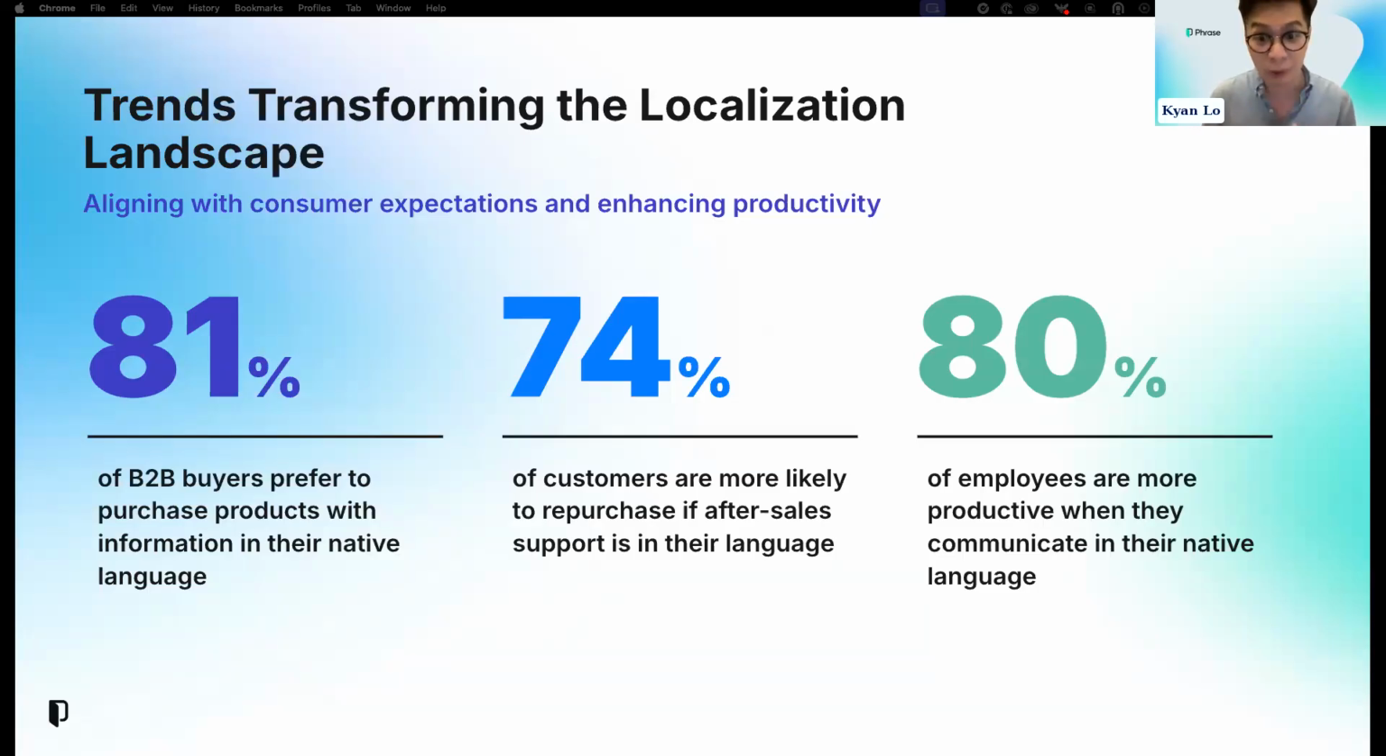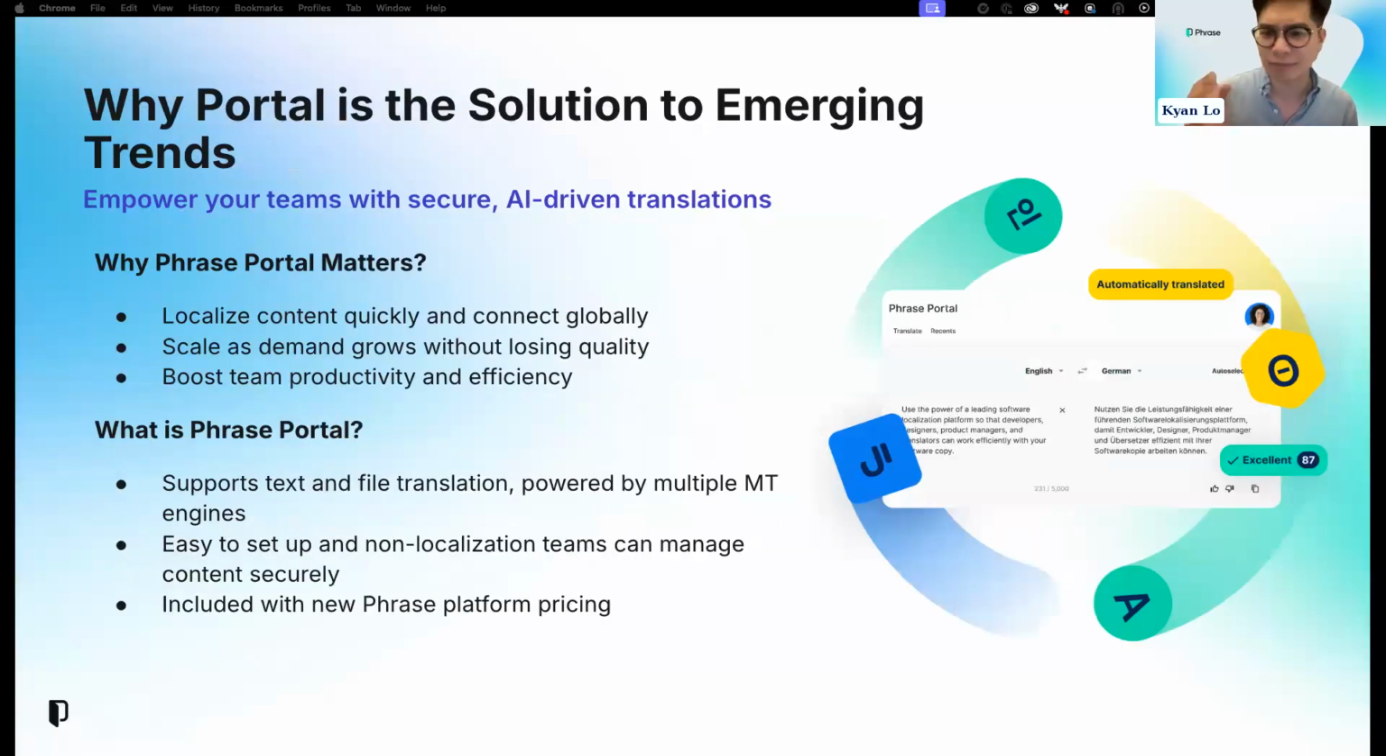And localization is also equally important internally, because studies have also shown that 80% of employees are more productive when they can communicate in the native language. So removing language barriers can improve not just collaboration, but also enhances the overall efficiency of global teams. So as you can see, machine translation can really play a key role in making this possible. And that's where phrase portal comes in, because it allows you to translate more content, reach markets faster, and also improve both internal and external communication.